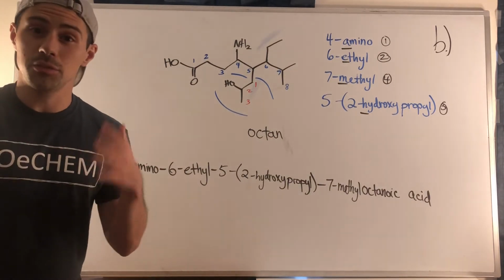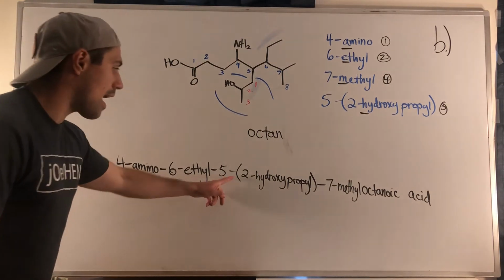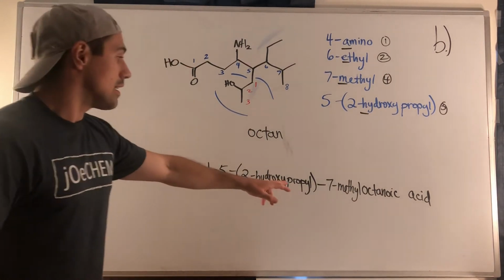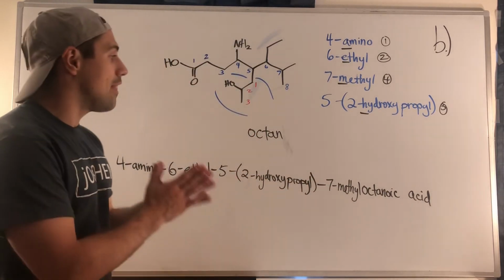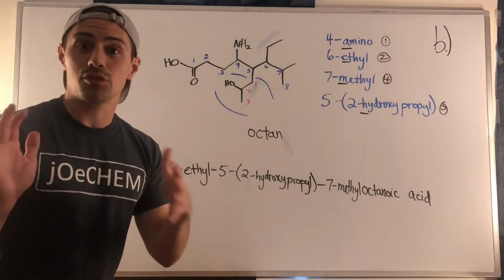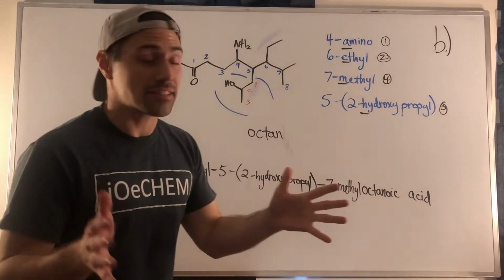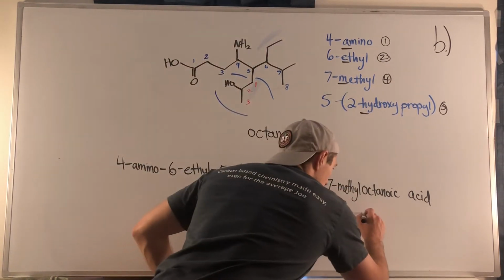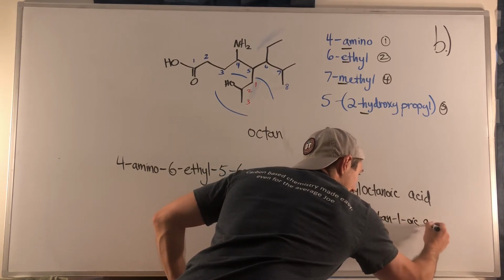Okay gang, so like you'd expect it to be, we start off with the 4 amino, 6 ethyl, 5, and then parentheses, 2 hydroxypropyl, and then 7 methyl, run it all together, and then carboxylic acids, if you consult the functional group priority list, have an oic space acid ending. And if you're wondering, hey Joe, why isn't it octan 1 oic acid?